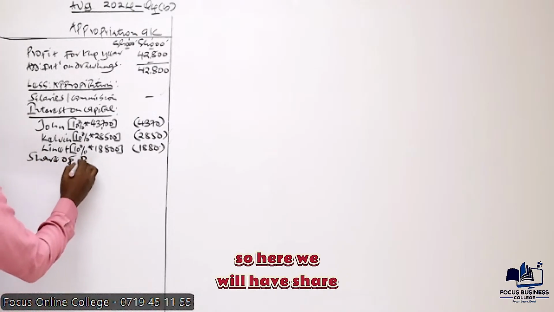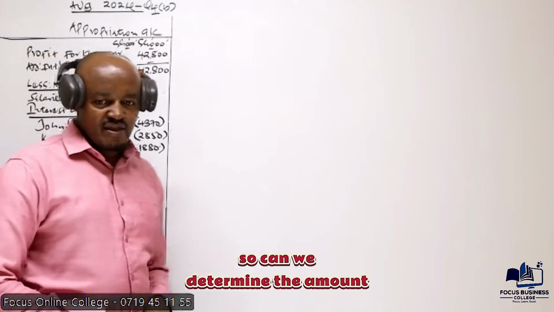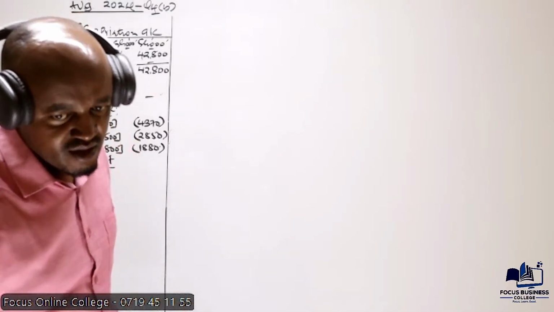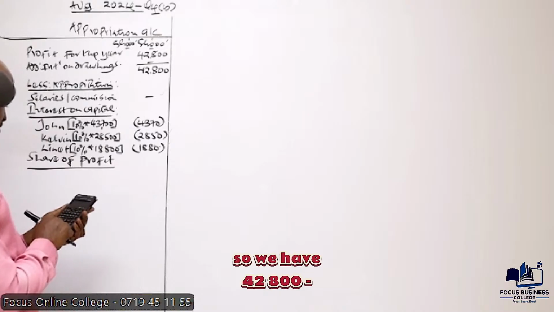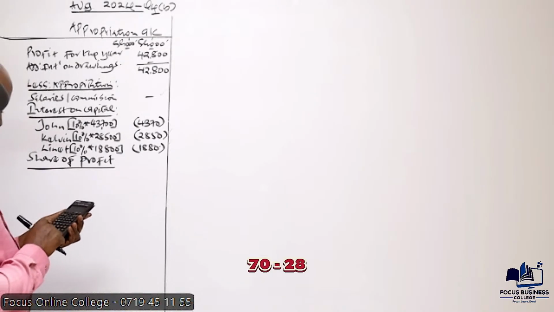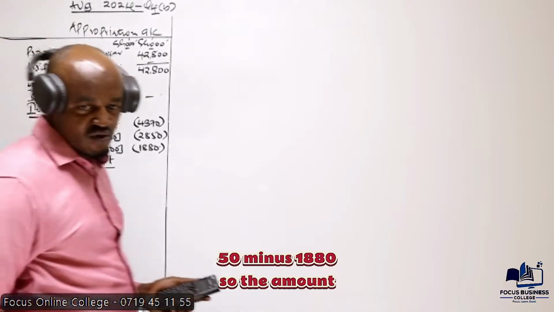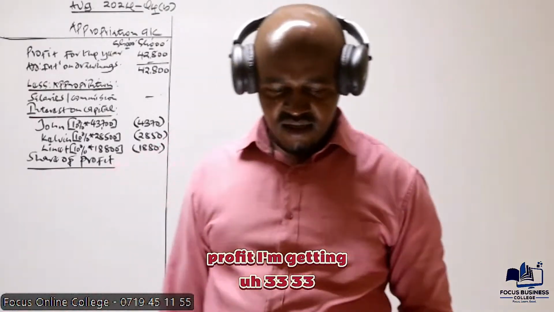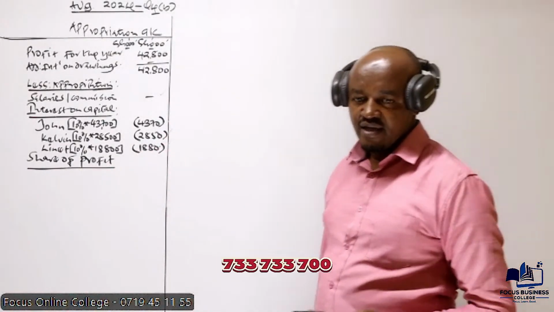So here we will have share of profit. Can we determine the amount to be shared as profit? We take that minus the interest on capital. So you have 42,800 minus 4,370 minus 2,850 minus 1,880. So the amount to be shared as profit, I'm getting 33,700.